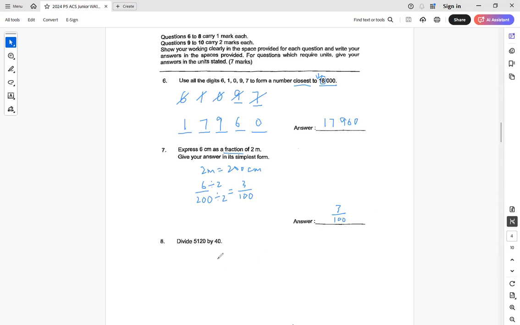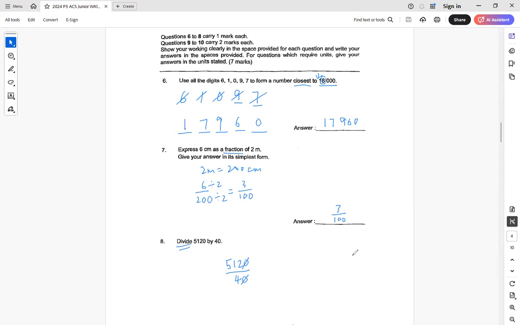Okay, now question 8. Divide 5,120 by 40. You have learned in P5 that dividing a number by a number is just like a fraction. So if I want to divide 5,120 by 40, I can write it down as a fraction. When the numerator and denominator both have a 0 in common, we can cancel it away because we can divide both the top and the bottom by 10. Remember, when we divide by 10, we can just remove 1 zero. So we just remove 1 zero from each. This leaves us with 512 divided by 4.